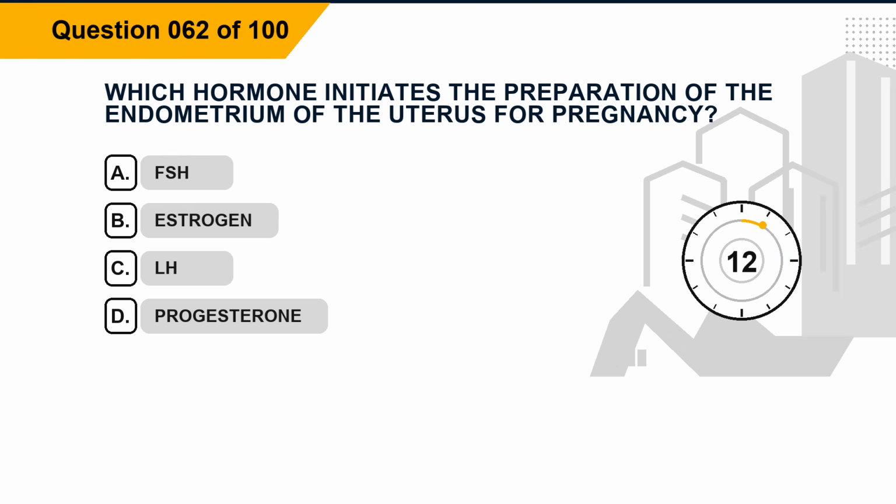Question 62. Which hormone initiates the preparation of the endometrium of the uterus for pregnancy? Option A, FSH. Option B, estrogen. Option C, LH. Option D, progesterone.